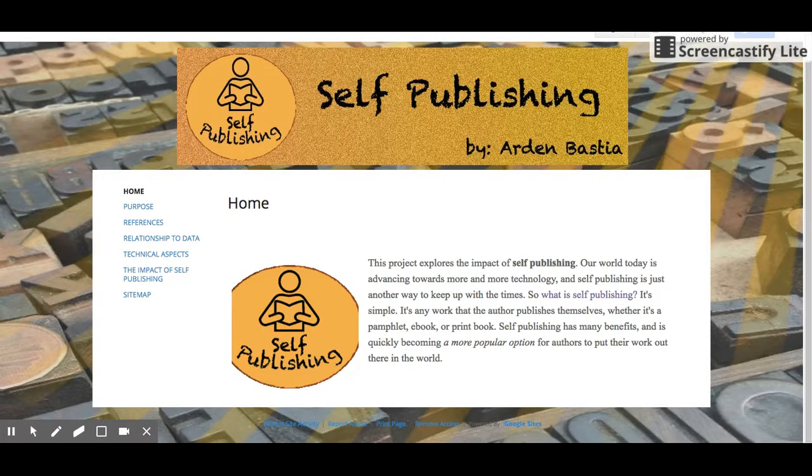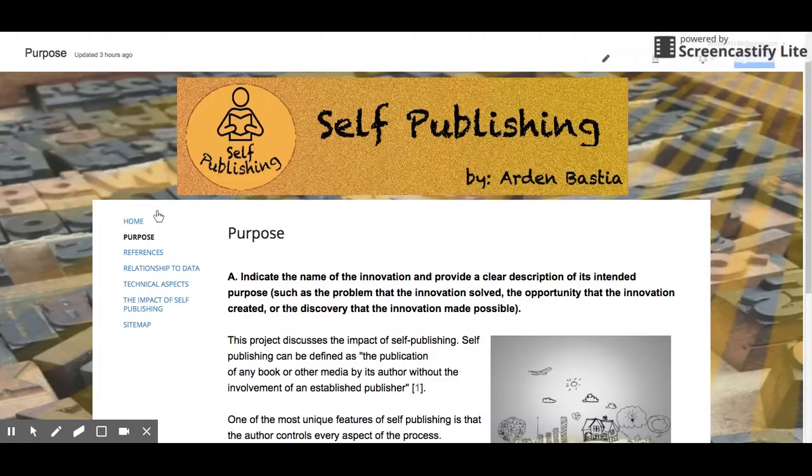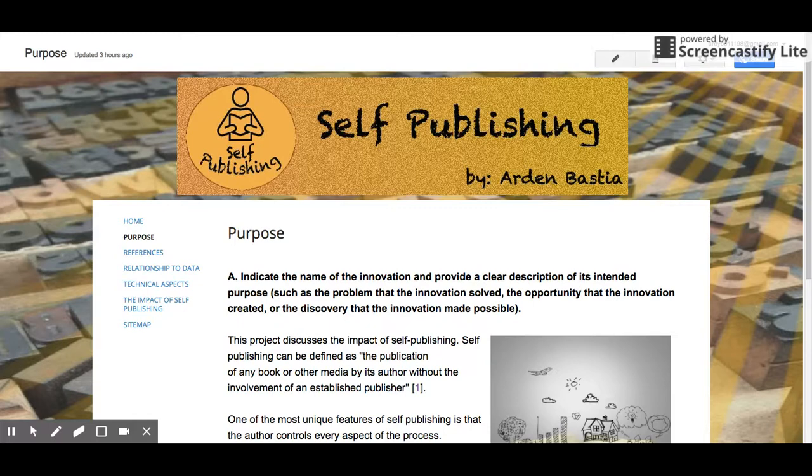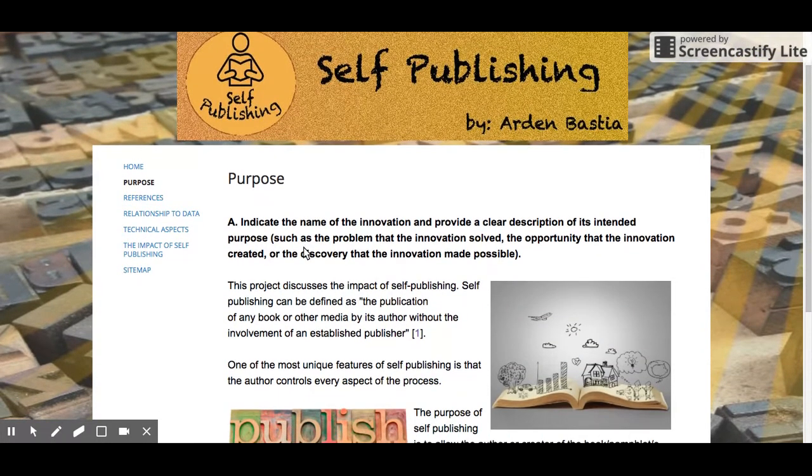So let's take a look at the content of this website. The purpose of self-publishing, what is it? It's basically going to allow the author or the creator of the content complete creative freedom. So that means the author can choose what's in the book, what the outside of the book looks like, how it's laid out, what the distribution is like, how much to sell it for. The author can pick every single one of those aspects, and that really is the purpose of self-publishing, to give the author that creative freedom.